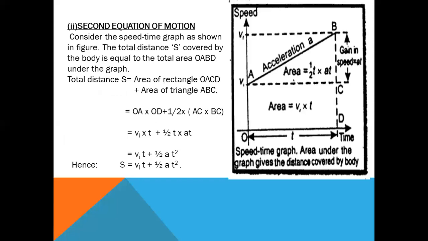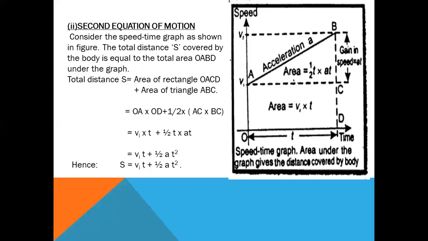Now, second equation of motion. In this equation of motion, you can see graph is same in all respects. Consider the speed time graph as shown in the figure. The total distance covered by the body is equal to the total area OABD under the graph. Total distance S is equal to, this area is in two parts.